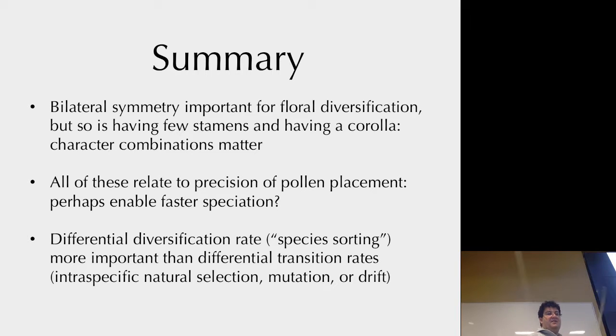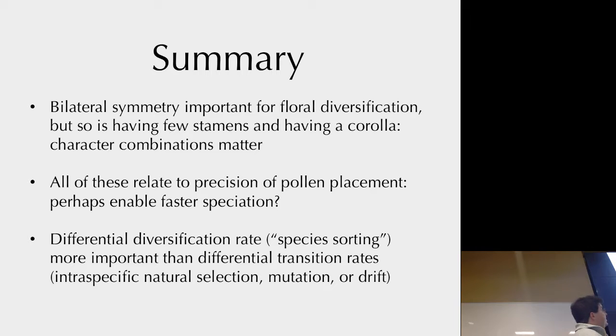So, summary of this part. Bilateral symmetry is important for floral diversification, but so is having few stamens and having a corolla. So the character combination matters. Why might that be? It could be precision of pollinator pollen placement. That could possibly lead to faster speciation rates, because I put my pollen right here on this species of pollinator and right here on some other species of pollinator. And so when I go to a new flower, it doesn't pick up pollen in the right place. It can lead to this reproductive isolation. So that's a cool testable idea.